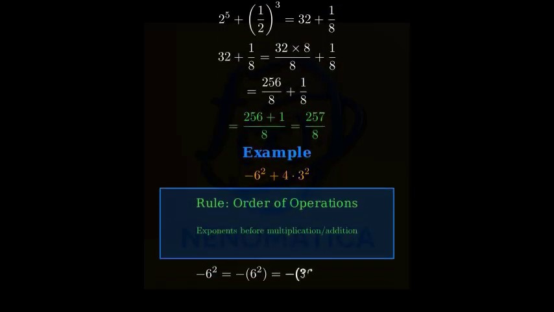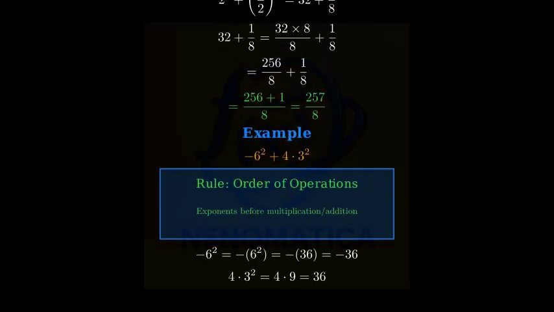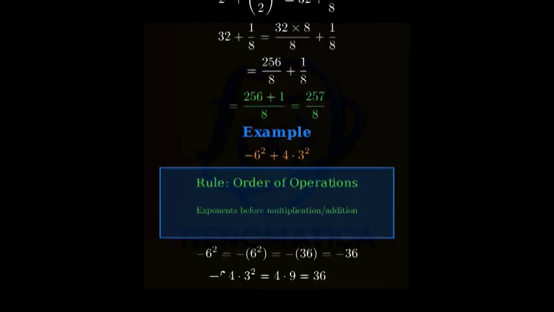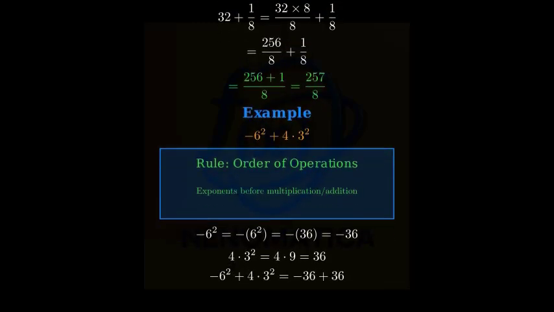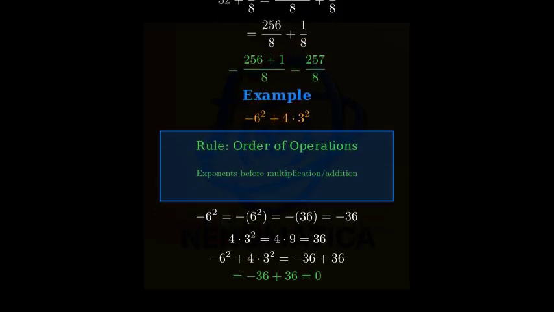Let's evaluate each part of the expression. 6 squared equals 36, and with the negative sign, we get negative 36. For the second part, 3 squared is 9, and multiplying by 4 gives us 36. Now we can combine these results. We have negative 36 plus 36. These terms add to 0.